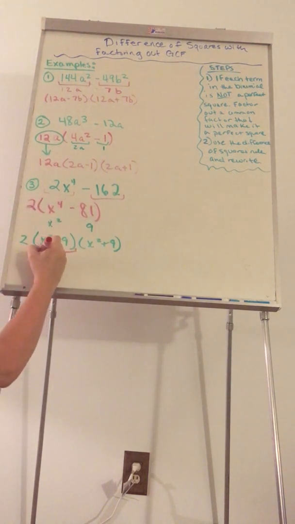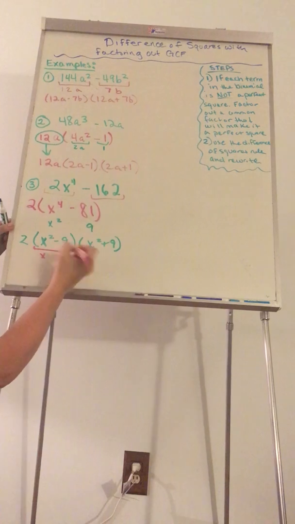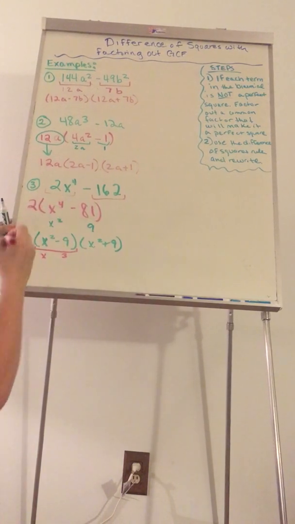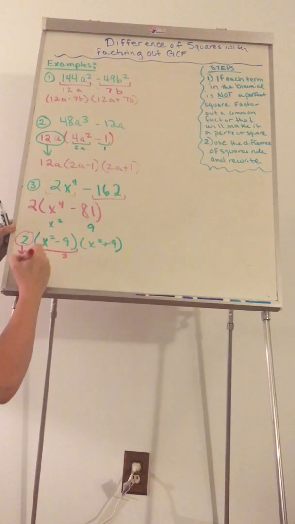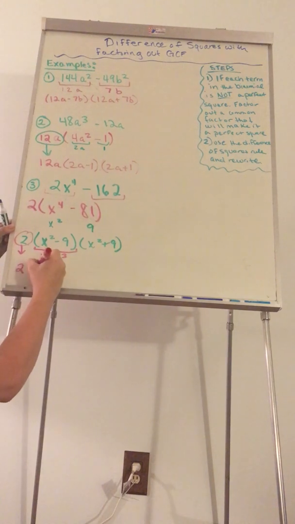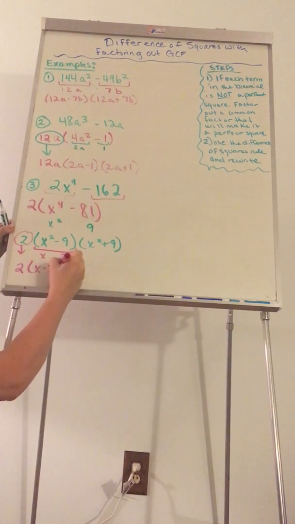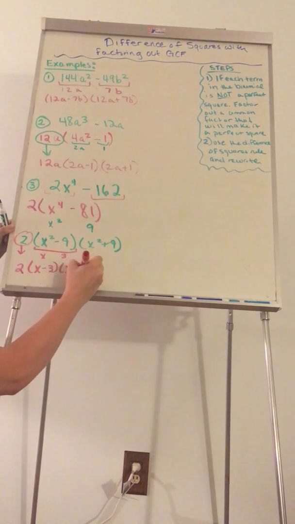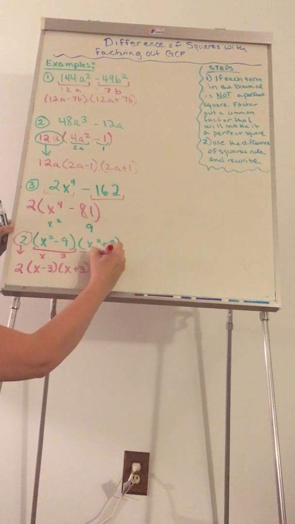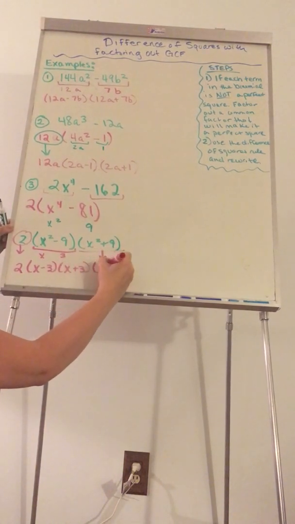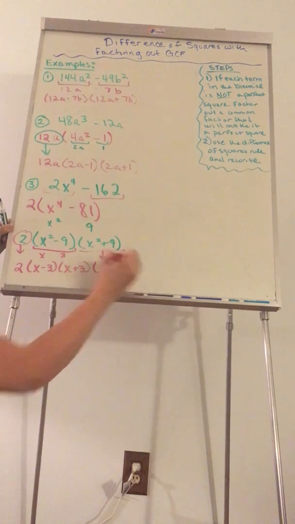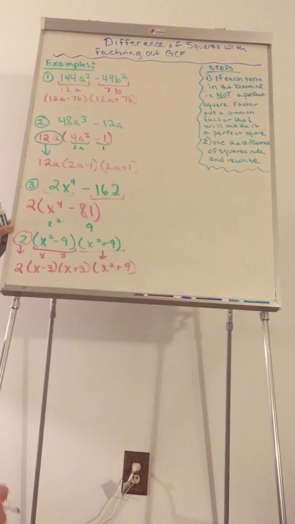So I've got x and then 3. So my final answer, this drops down. I have 2 times x minus 3, x plus 3. This drops down to times x squared plus 9. And that is the final answer.